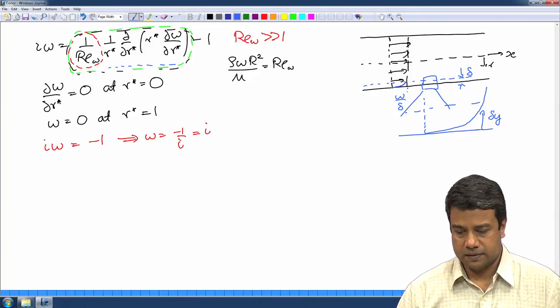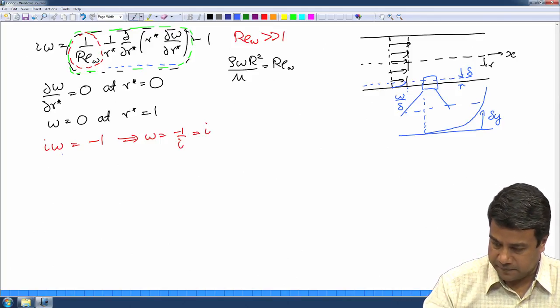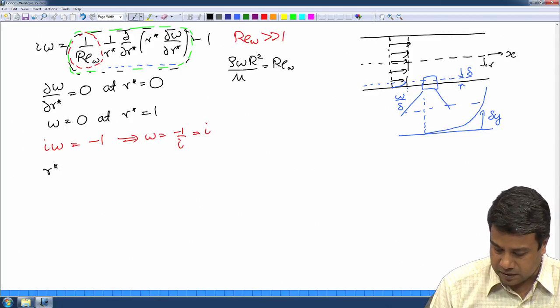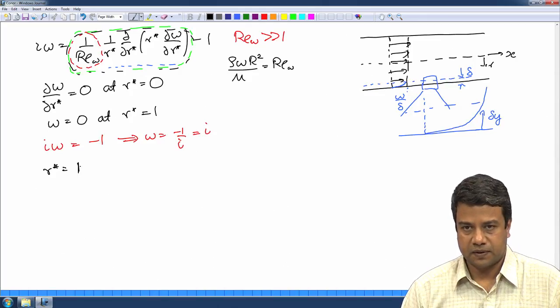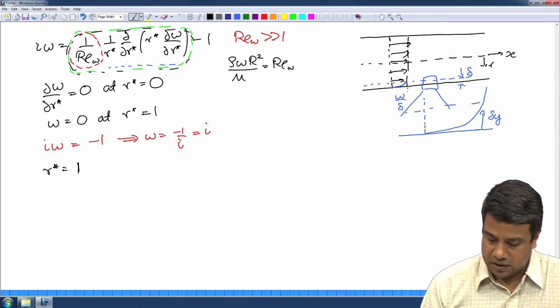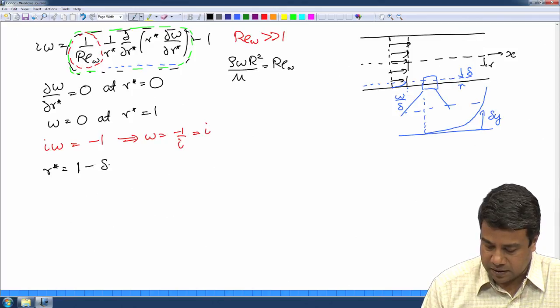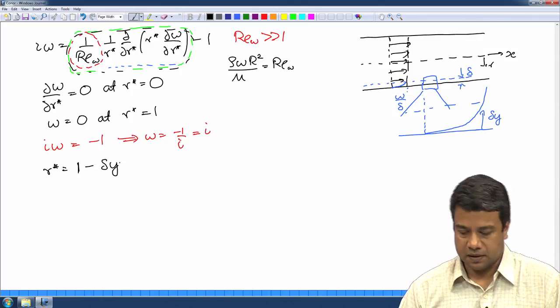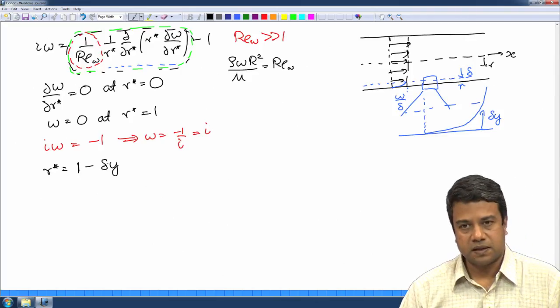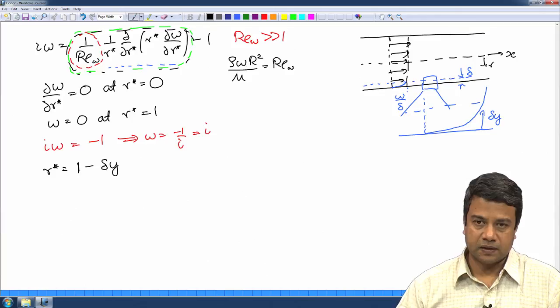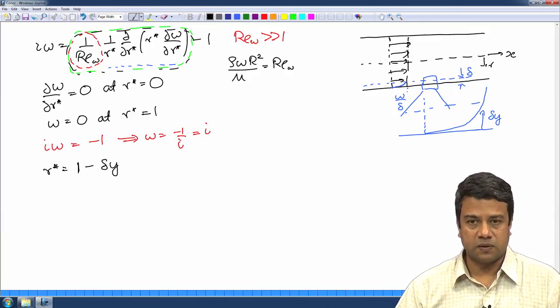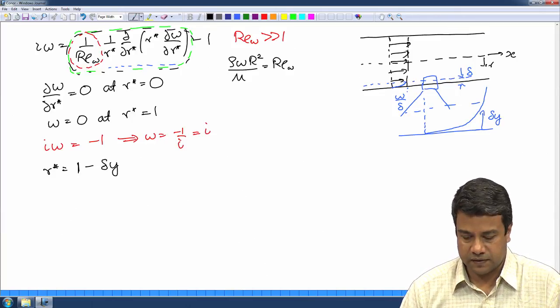So, therefore, I will define r star: at the pipe wall r star is 1. Close to the pipe wall, r star will be equal to 1 minus delta times y, where delta, as I said, is a scale factor which depends upon the Reynolds number. It should get smaller and smaller as the Reynolds number becomes larger and larger. y is a coordinate which is order 1. It continues to be order 1 in the limit as the Reynolds number goes to infinity.